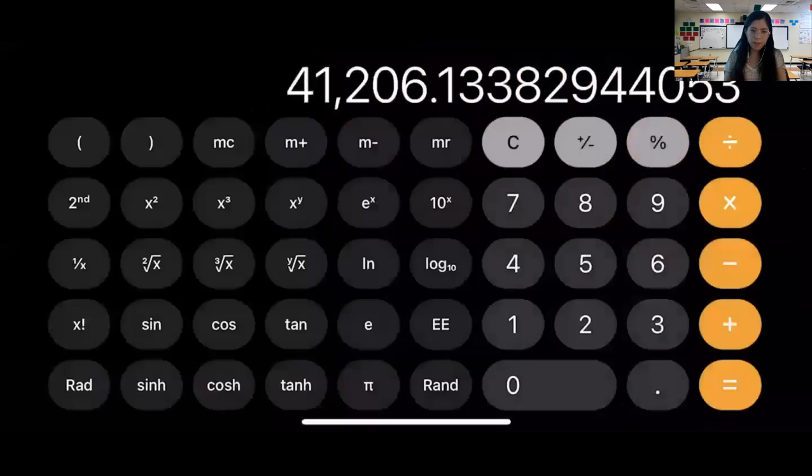There's my answer, $41,206.13. So that's how much my painting is going to be worth after 30 years. So it's below $1 million. And that's because the growth rate is kind of low, right? 11% is not really that much at the end of the day. So it is exponential, but it's going to take a really long time before that number gets really, really big.